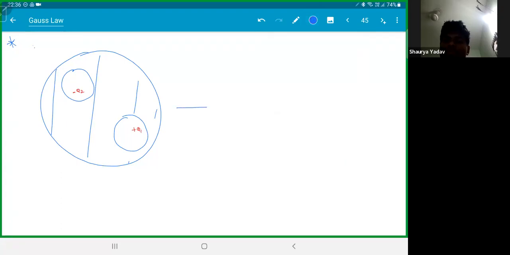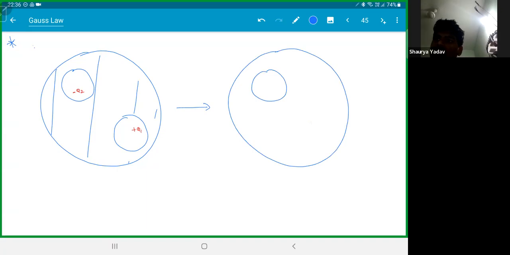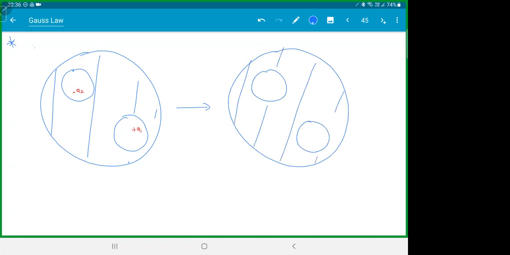Half sphere will be minus plus. See what will happen. This plus Q1 will induce negative charge here. This will be more negative because it is closer. Minus Q1 will be induced. This minus Q2 will induce more positive here, non-uniform. And this will be plus Q2.